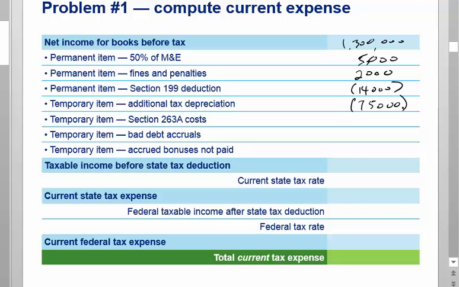It says 263A adjustment in excess of book capitalization. So I think what it's trying to say is there are costs that books haven't capitalized yet, the tax will. So that means we're going to add it back now and deduct it when we sell the inventory. Okay, bad debt accruals. Shruti, are we going to add that back or deduct that? Add that back.